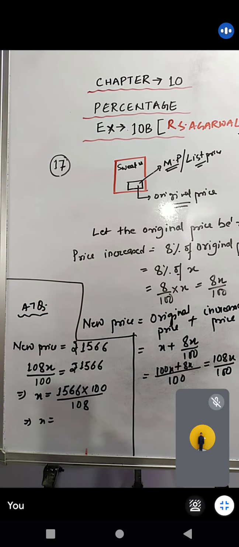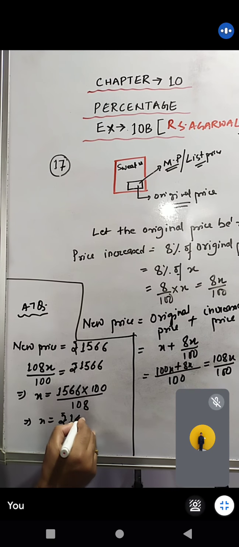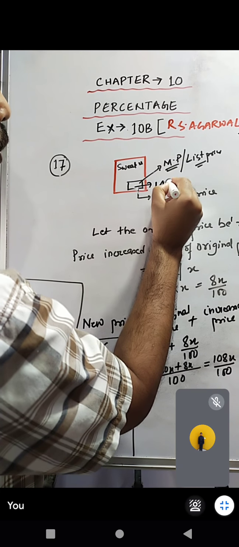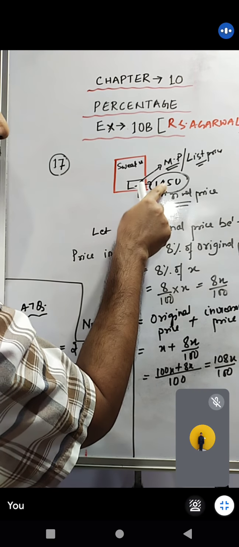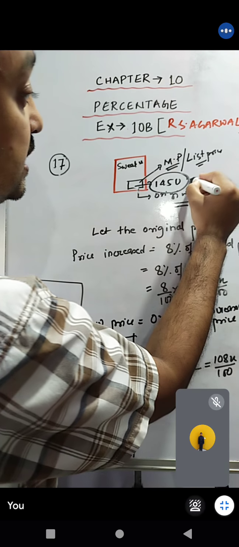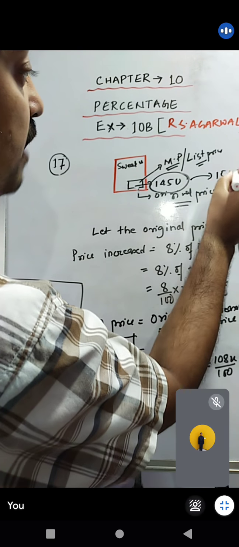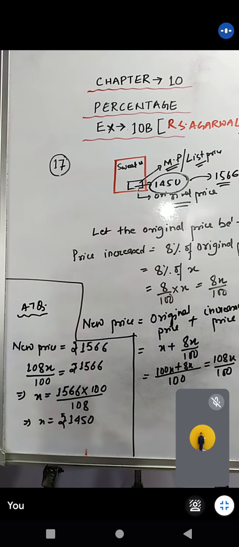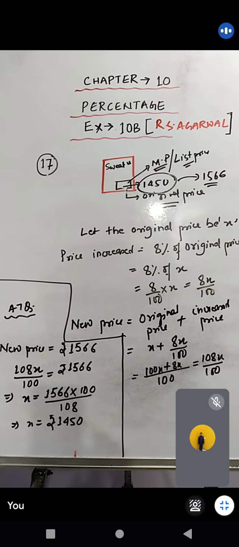Okay, so if you do the calculation, then you will get the answer. Just a minute. So your original price will come as rupees 1450. So see, your original price written here was 1450. The shopkeeper is not selling the product at this price, but he is selling at this price, that is 1566, because he has increased 8%. And then he is selling the sweater at this price, that is 1566. So this is the solution of question number 17. Thank you all of you.